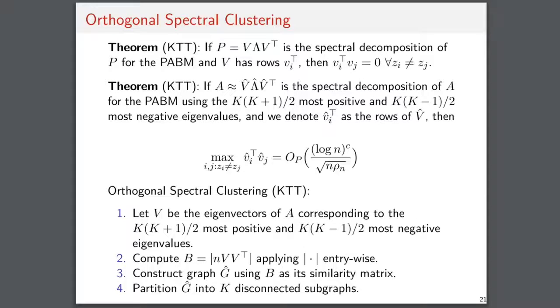Next, we examined the eigenvectors of P for the PABM and saw that if we select two rows that correspond to different communities, their inner product will always be 0. This led to our own community detection algorithm called orthogonal spectral clustering. Here we show that if V are the eigenvectors of A, then as n increases, the inner products of the rows of V that correspond to different communities goes to 0 with probability 1.